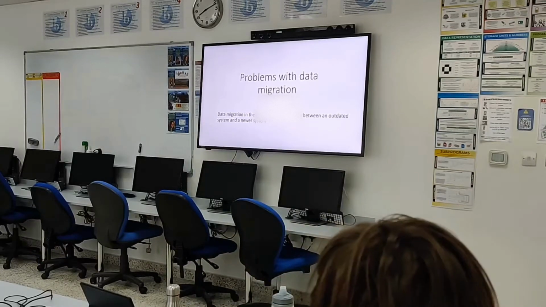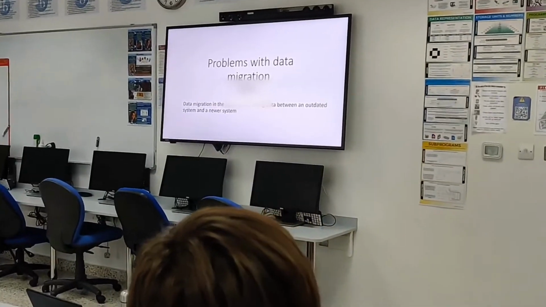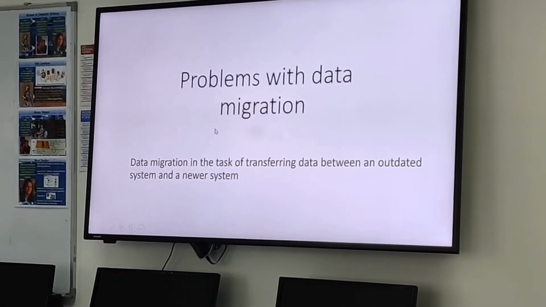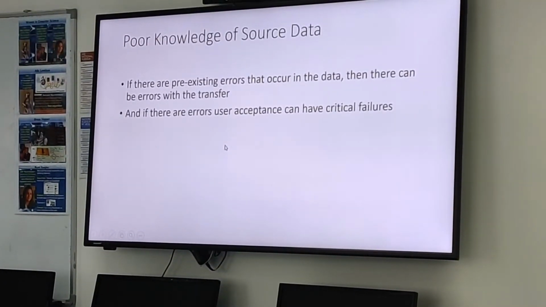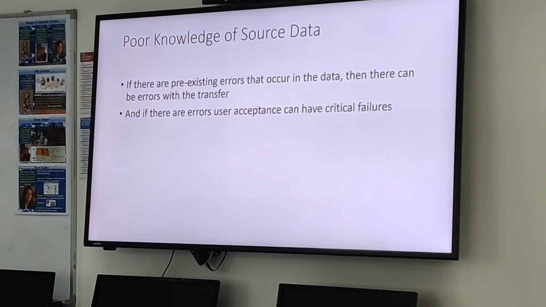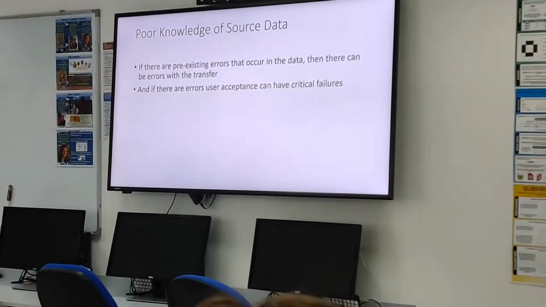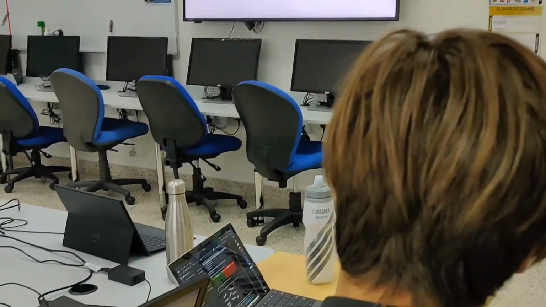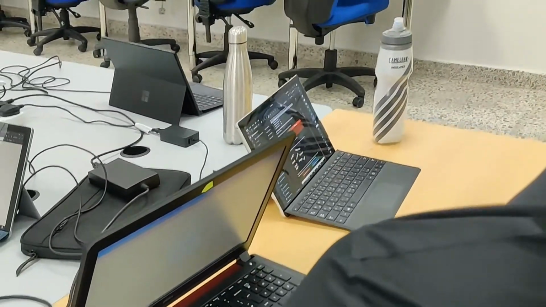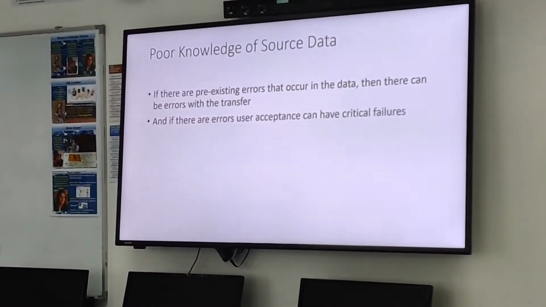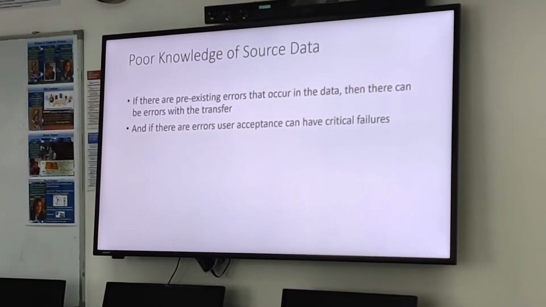Problems with data migration. Data migration is the task of transferring data between an outdated system and a newer system. So one of the problems that can occur, all of these problems are problems caused by people. So like what you can do before, rather than the computer's problems during the actual process. So if the data before is wrong, obviously the data afterwards is going to be wrong.